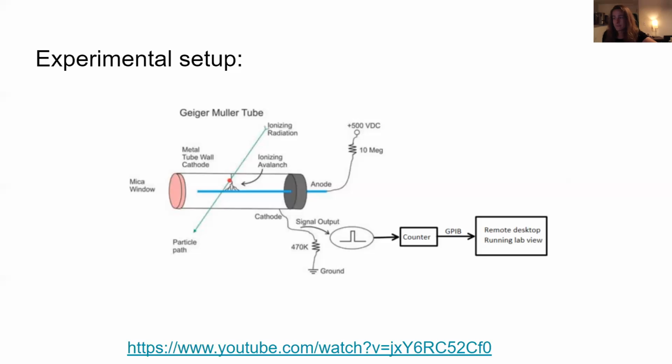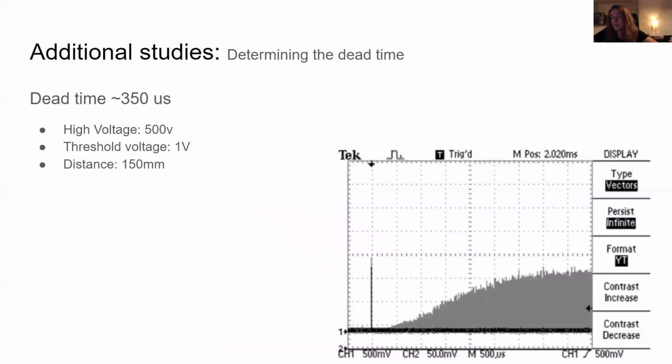So this is just one design. I've seen several others actually. They're all very similar. But if you want to find a more in-depth explanation of a Geiger Muller tube, I highly recommend checking out this YouTube video. He does a really good job of explaining it succinctly, and I definitely think he does a better job than I have here. So without further ado, though, let's move into some of the experiments that we did. So first, we're going to talk about how we can determine the dead time of a Geiger Muller tube.